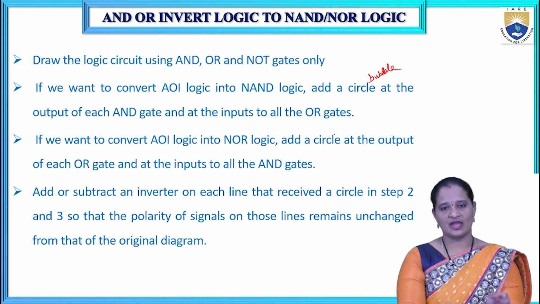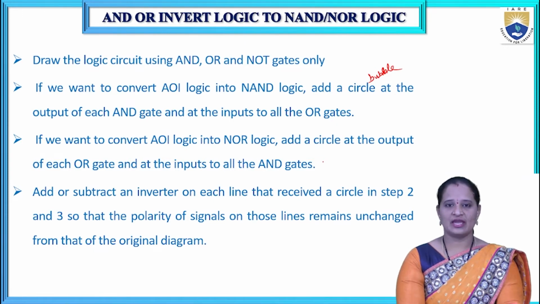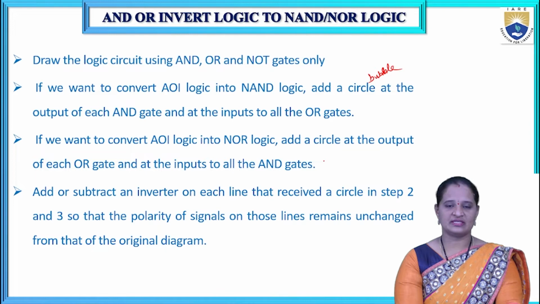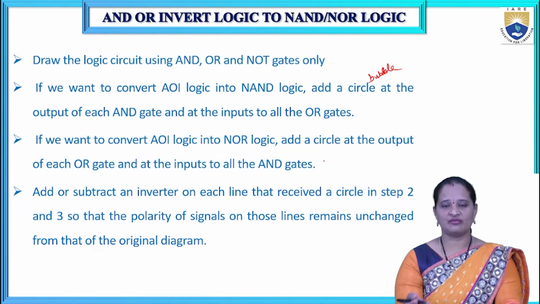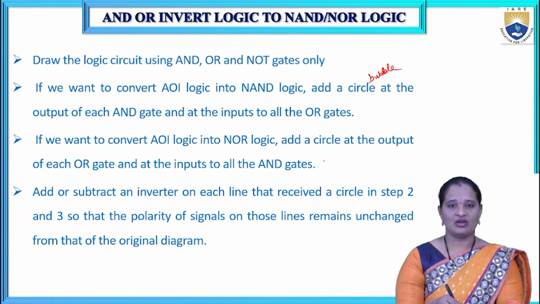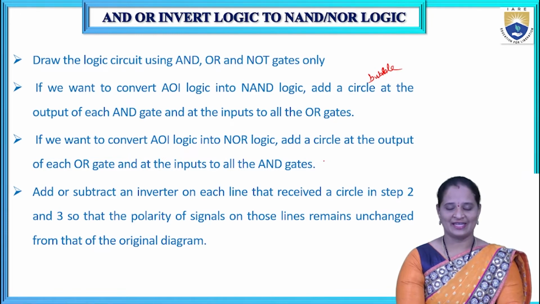The first step is to draw the AOI logic, or AND-OR-invert logic. Then place the bubbles according to the logic chosen. For NAND logic, place the bubble at the output of the AND gate and at the inputs of each OR gate. And if NOR logic is chosen, place the bubble at the output of the OR gate and bubbles at the inputs of each AND gate.